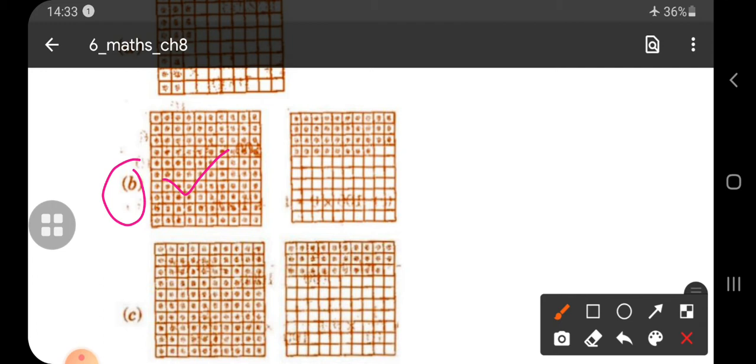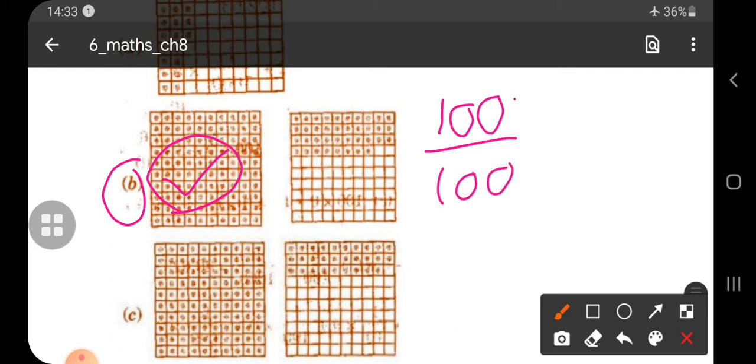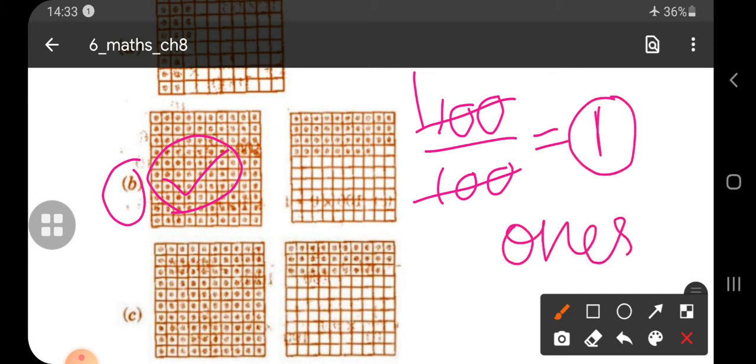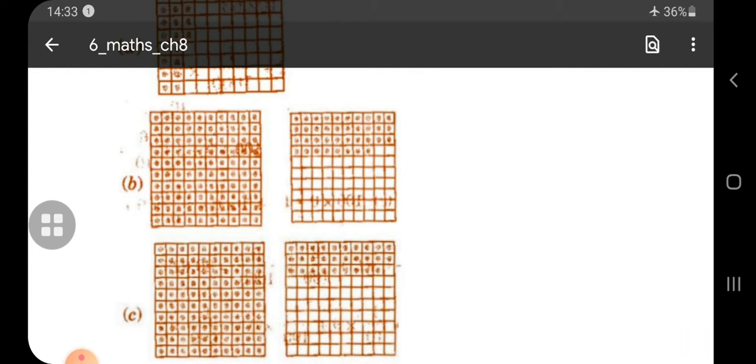Now for the second one, you can consider the first box. How many shaded units are there? Total 100 units, total 100 small boxes. Out of 100, 100 are shaded. So you can write 100 out of 100. So 100 cut, here it remains 1. This one you can consider as a ones, okay, and we can say it's a ones.